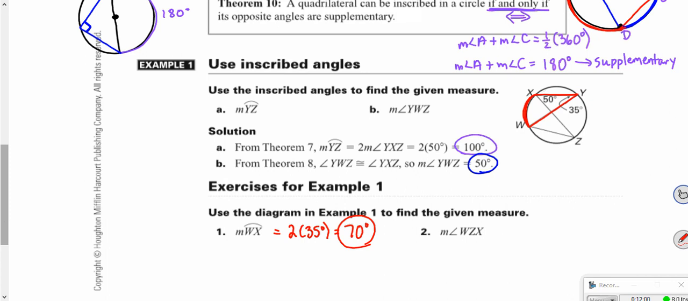And then measure of angle WZX. Now, measure of angle WZX is this angle right here. Well, again, it is intercepting the same arc. So if this one is 35 degrees, then this one also has to be 35 degrees, or 1/2 of 70 degrees, because it's intercepting the same arc. Okay, next page.